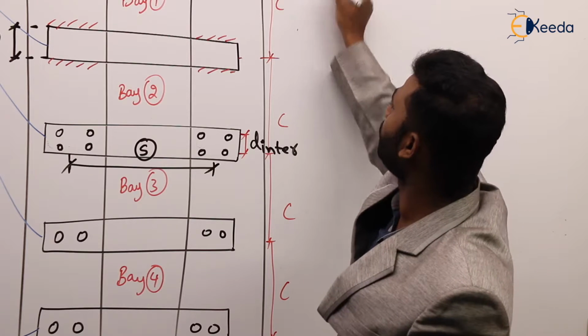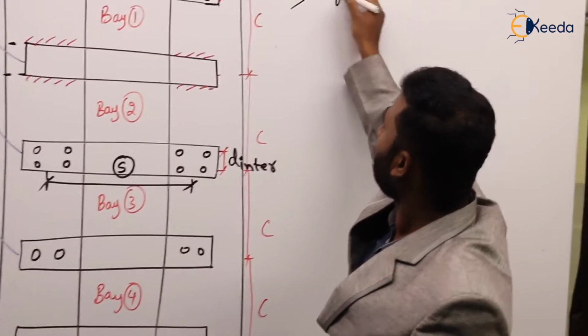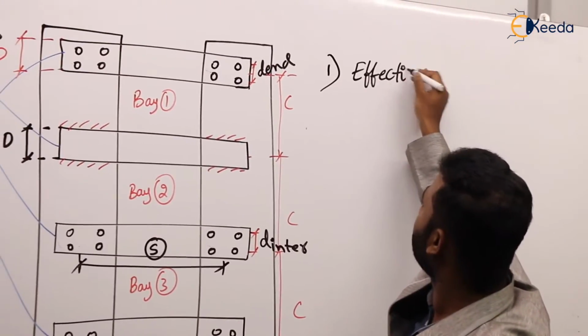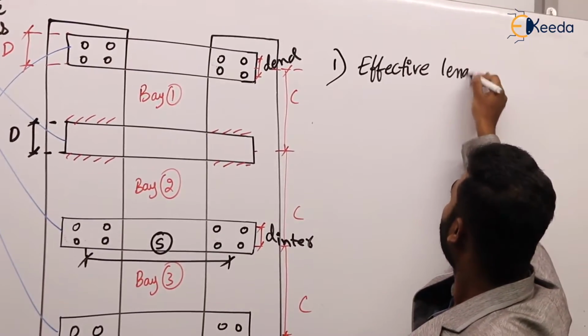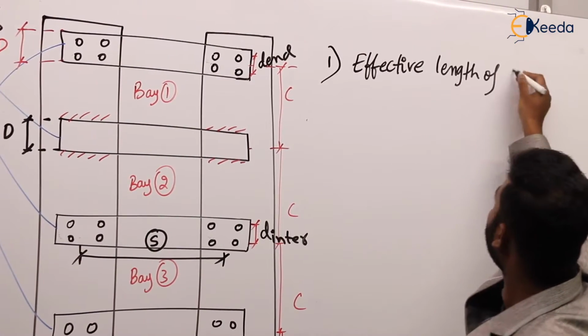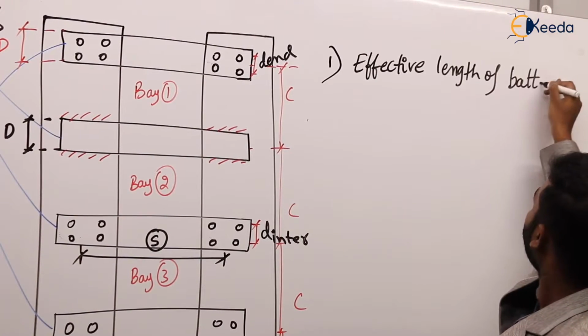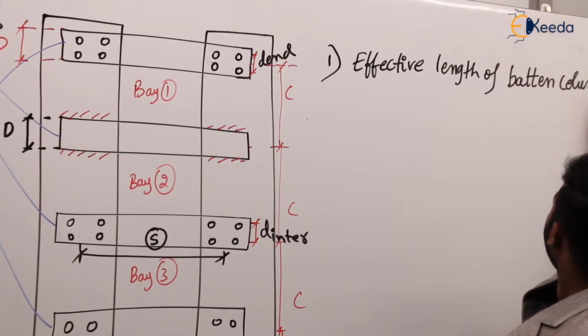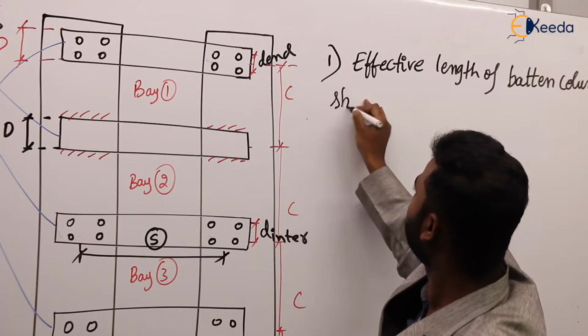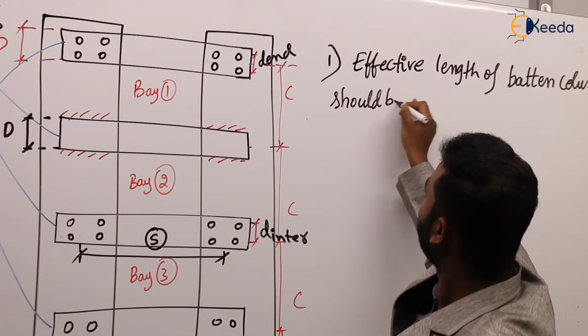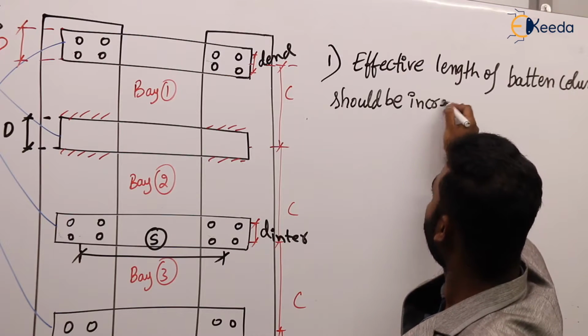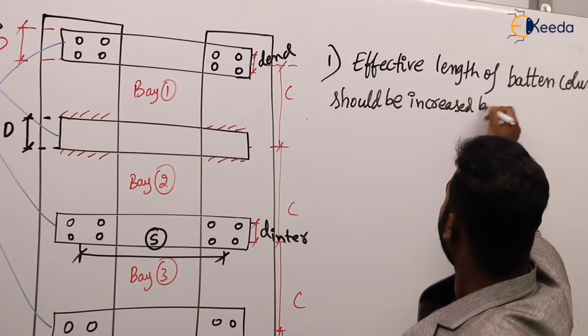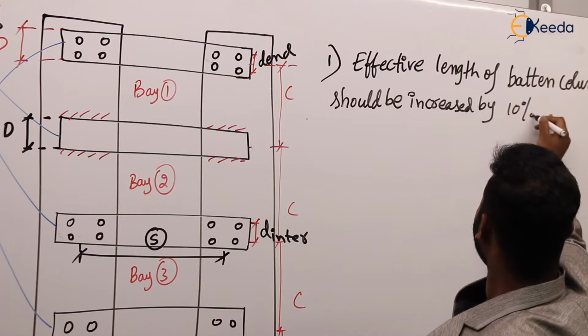So now the first provision: the effective length of a batten column should be increased by 10%.